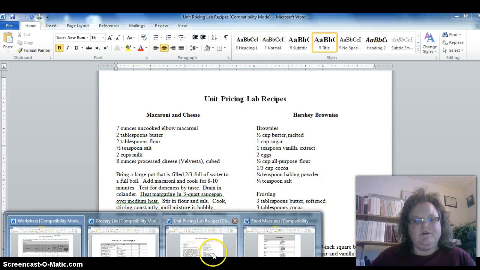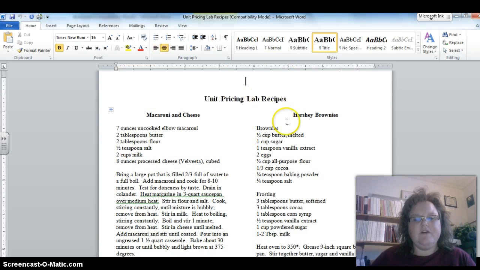The recipes that you're using are found on this sheet of paper first. For example, here's the macaroni and cheese, and what I'm going to look at is what are my ingredients. You can see the ingredients listed here are 7 ounces of macaroni, 2 tablespoons of butter, 2 tablespoons of flour, half a teaspoon of salt, 2 cups of milk, and 8 ounces of Velveeta cheese.